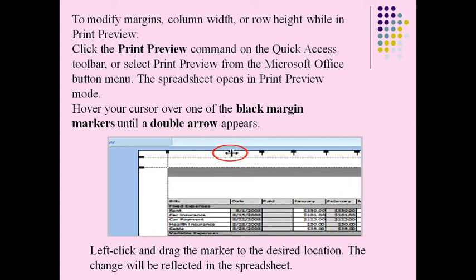Hover your cursor over one of the blank margin markers until a double arrow appears. This is a double headed arrow. Left click and drag the marker to the desired location. The change will be reflected in the spreadsheet.